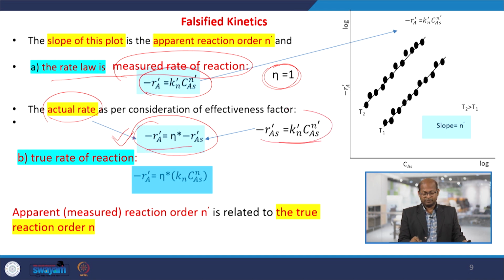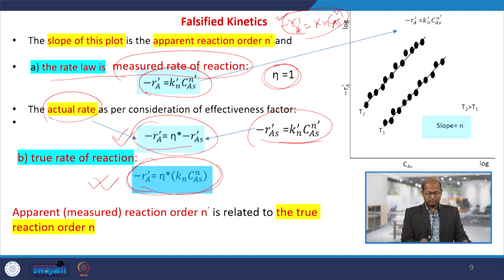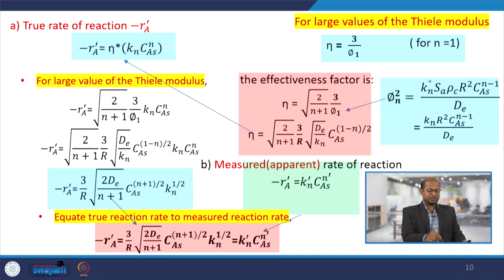So, R S prime equals this. Then this rate equation we have to use; this is the true rate of the reaction. So, usually we use minus R A prime equals k n C S n, but instead of that, this is the apparent or measured rate. True rate is this, meaning the effectiveness factor we have to include here. So, once we include this, the true rate of reaction has the effectiveness factor added in the rate equation.